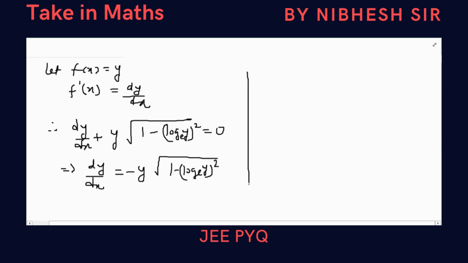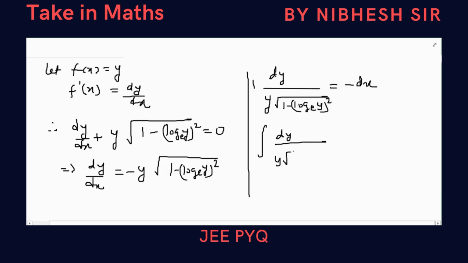So we'll use here the variable separable method to solve this differential equation. So d y by y under root 1 minus log y the whole square equal to minus d x. On integrating, this is simple: integration of d y by y under root 1 minus log y the whole square, and this side we have integration of d x, plus c.